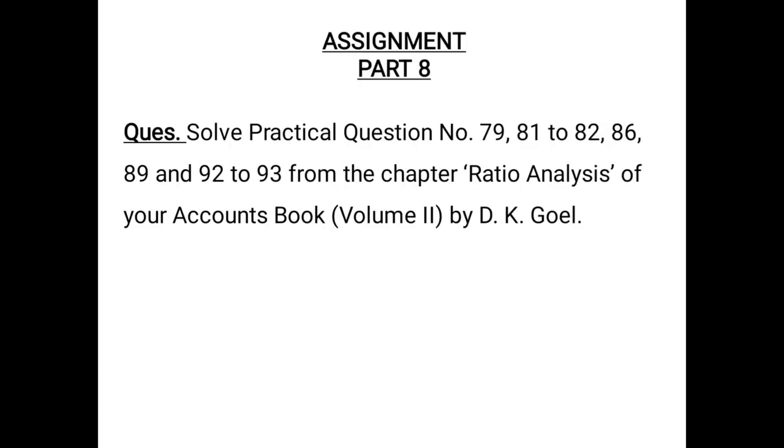So this is the assignment based on this part. You have to solve practical question numbers 79, 81, 82, 86, 89, 92 and 93. Altogether 7 questions you have to do from the chapter ratio analysis of your Accounts book volume 2 by D.K. Goyal. And again I am repeating the same point which I keep on repeating. Only doing the questions which I give you as homework will not do. It will be much better if you practice as many questions as you can, because it is a practical chapter, practical subject, children. It will help you brush up your skills and you will fetch good marks.